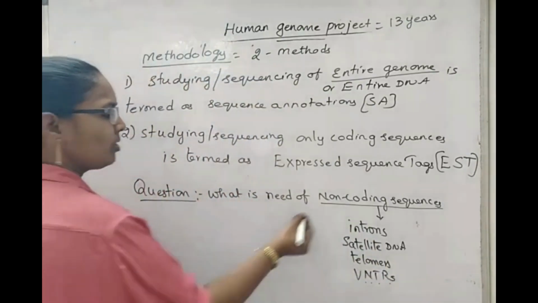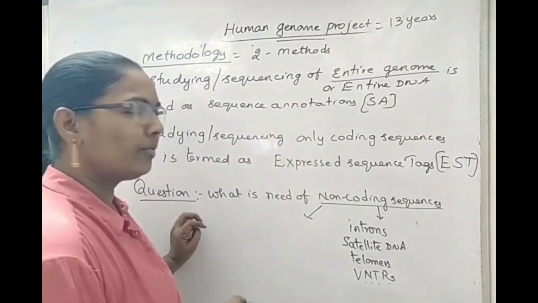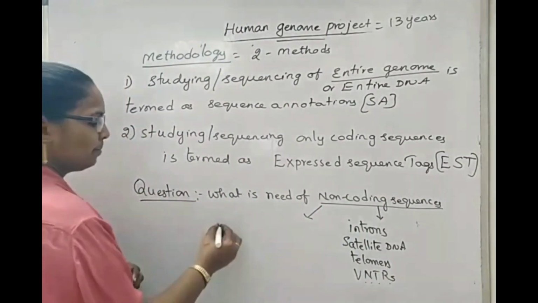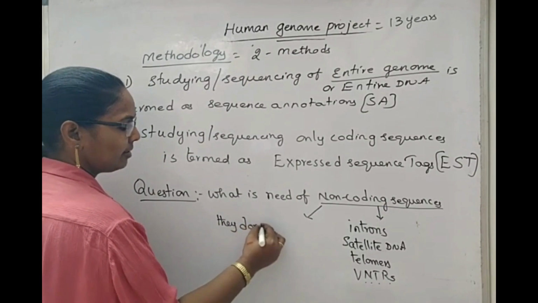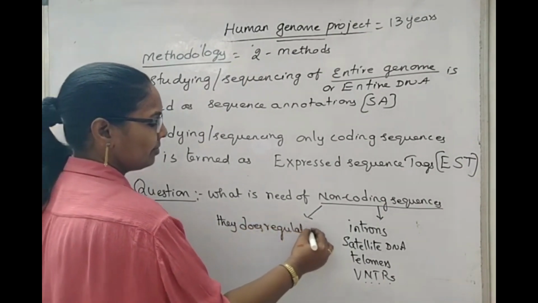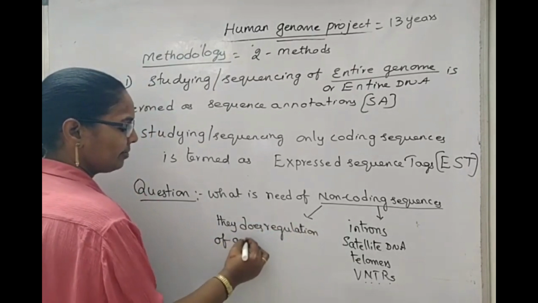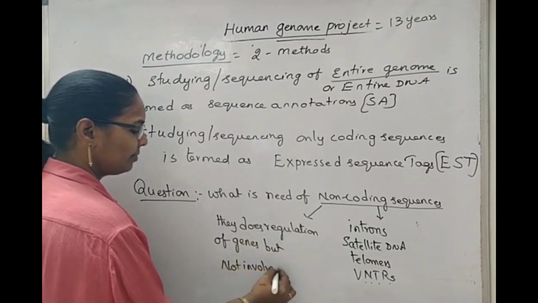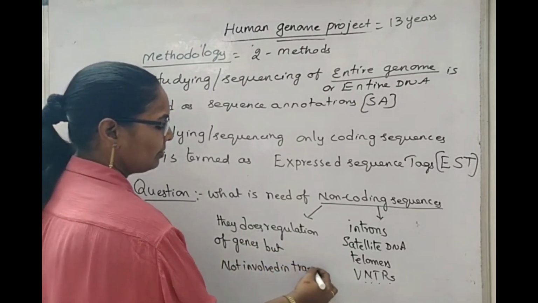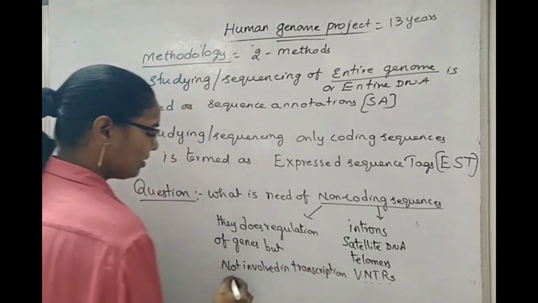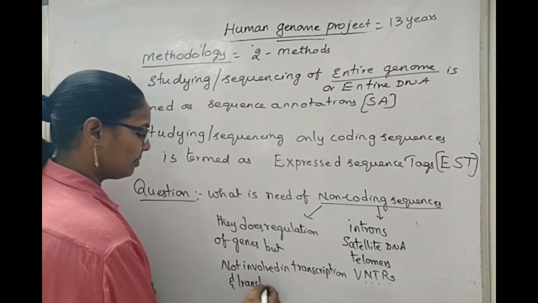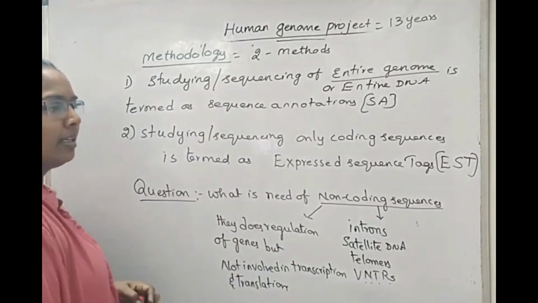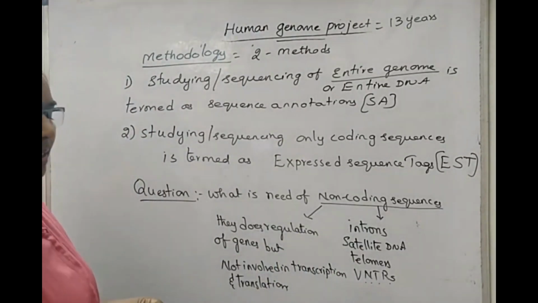So what is the function of these non-coding sequences? They are not involved in transcription or coding for anything, but they are involved in regulation of genes. They do regulation of genes, but are not involved in transcription and translation. Because of the lack of these two functions, they are called non-coding sequences.